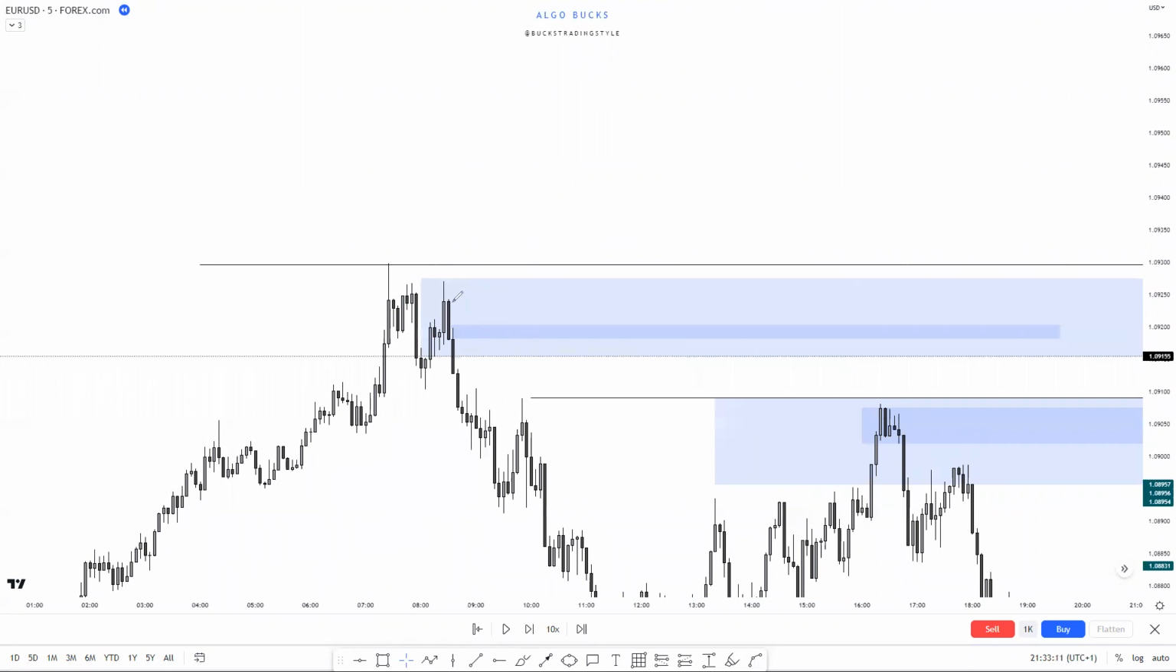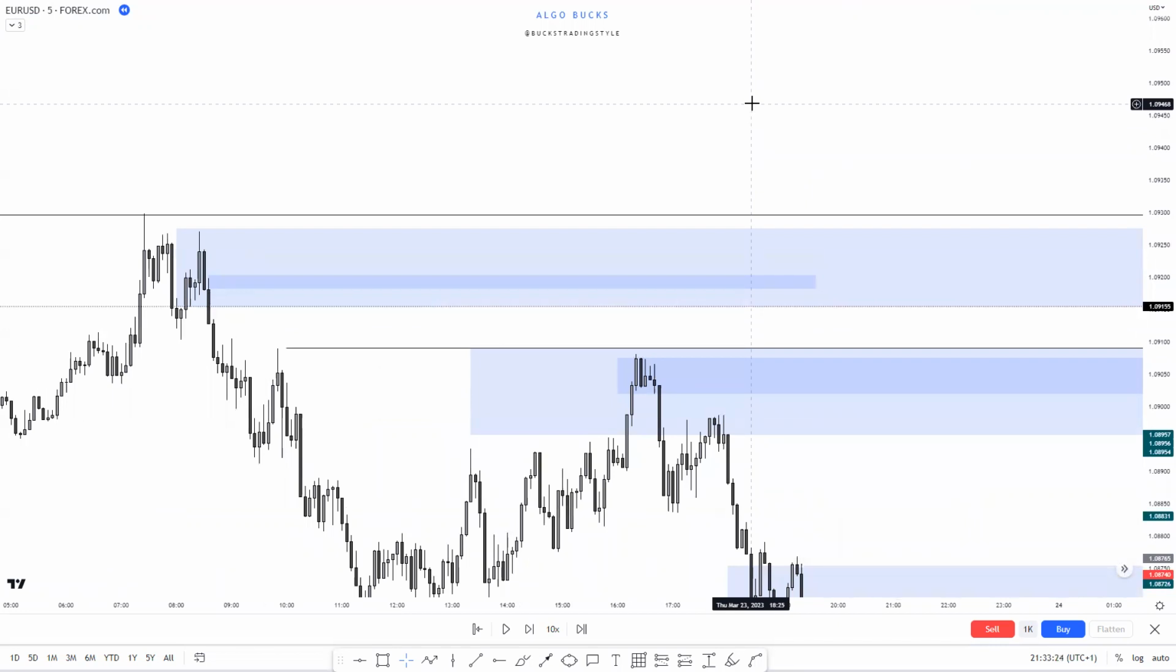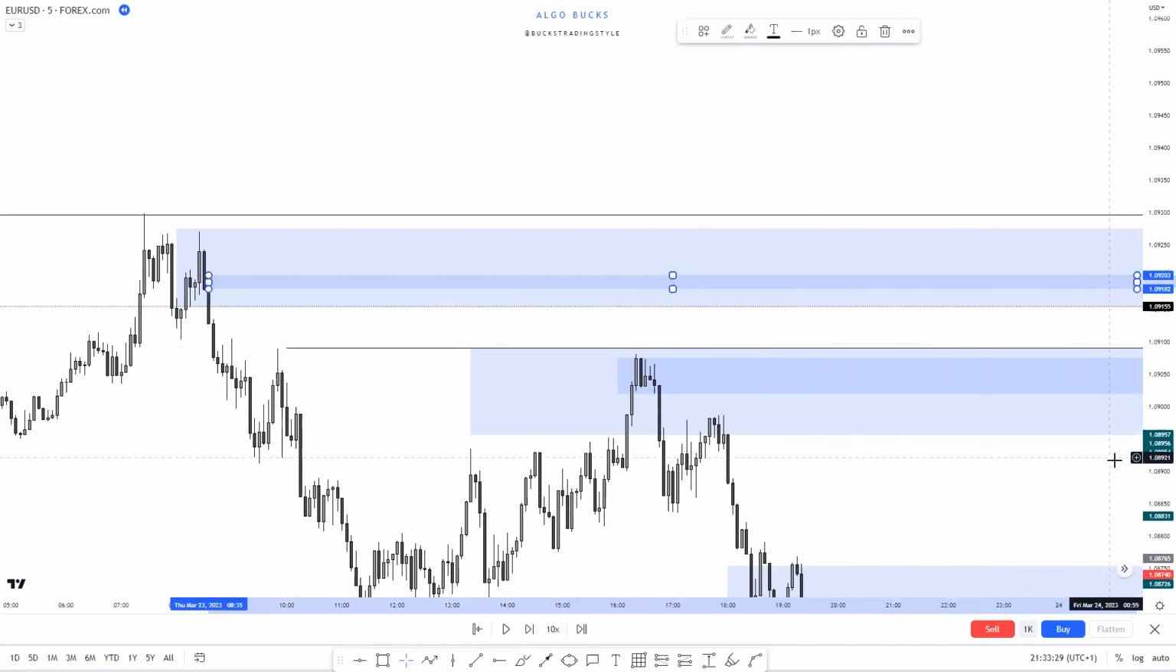Can you see that? This wick right here already mitigated this one. So I'll not be looking at this as my point of interest. Do you understand that? Okay. So now let's see what price is going to do, if it gets into this POI or not.